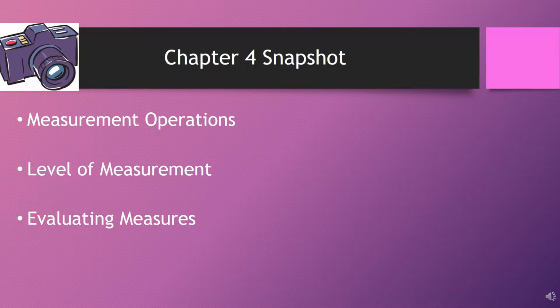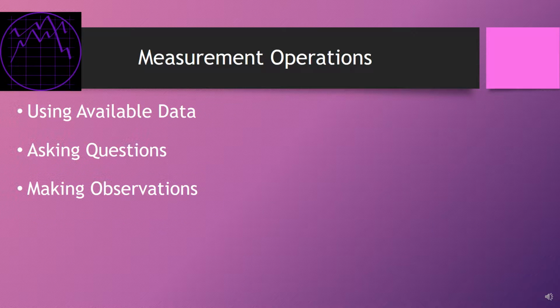In Chapter 4, we will discuss the measurement operations, levels of measurement, and evaluating measures. Measurement operations: in educational research, we often try to identify variables we want to measure based on our questions, but we also want to make sure we achieve measurement validity. So measurement operations must actually measure the variables we intend to measure. Thus, researchers develop indicators or items to measure certain constructs in their research.